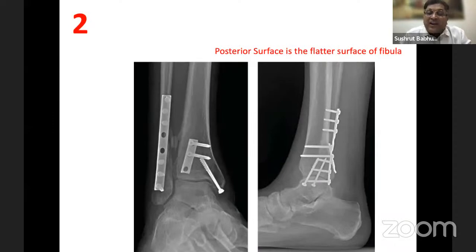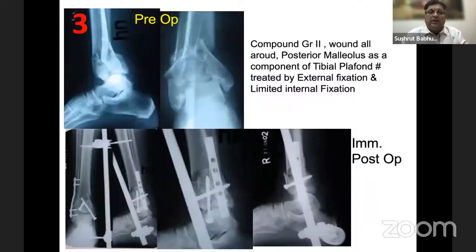Posterior surface is a flatter surface of the fibula, so that's the preferred surface where you can place your plate. Just remember that that is the preferred way, and posterolateral is the workhorse, so you can easily approach your fibula from the posterior side. Again, a compound grade 2 fixator, spanning and caring for the wound till it allows you to go ahead with definitive fixation, is the way to go.